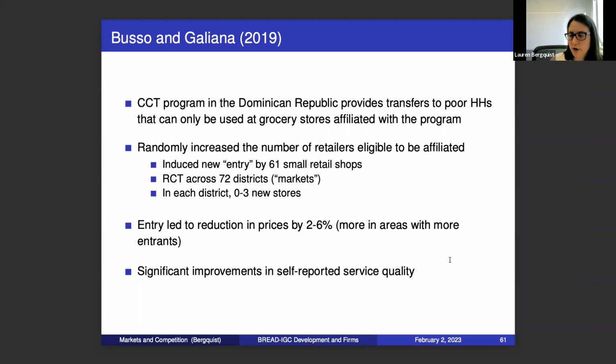Okay, so I just wanted to mention there are lots of ways to think about experimental approaches to get randomized entry that don't literally have to be building new stores. And I thought this was pretty clever.